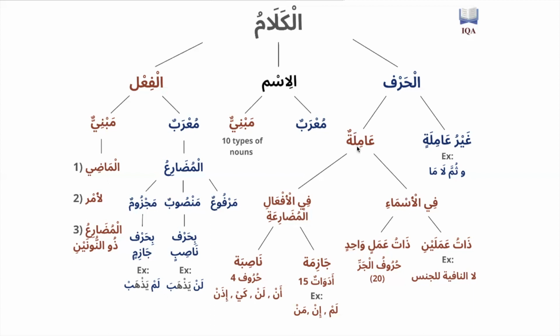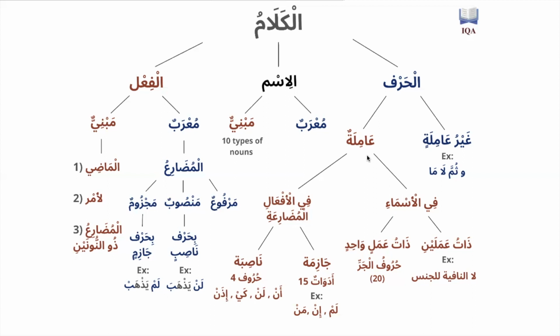Now, after you figure out that the harf is amila, for example, it has an effect on the i'rab of the word that comes after it, you have to ask yourself, is it going to have an effect on the ism that comes after it, meaning that this harf only functions with isms, or asma, I should say, or is it a harf that functions with the af'al, the verbs, more specifically, of course, the fi'l mudari'?